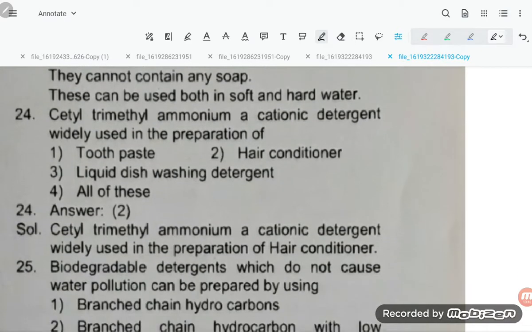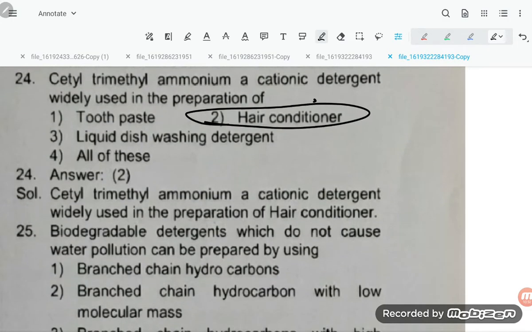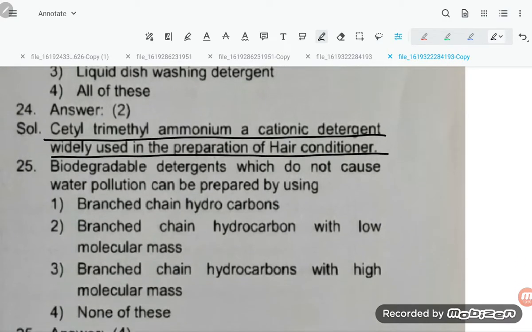Cetyl trimethyl ammonium bromide, a cationic detergent, is widely used in the preparation of hair conditioner.